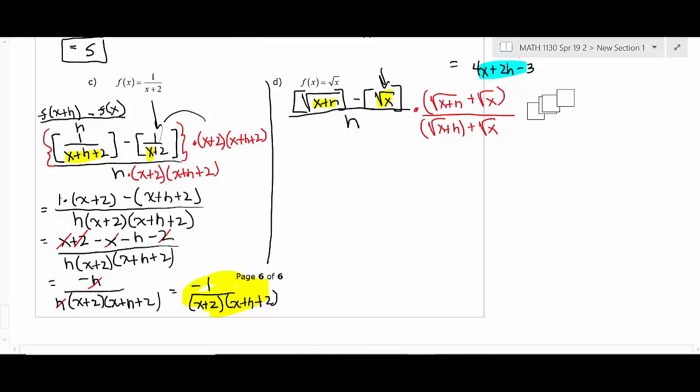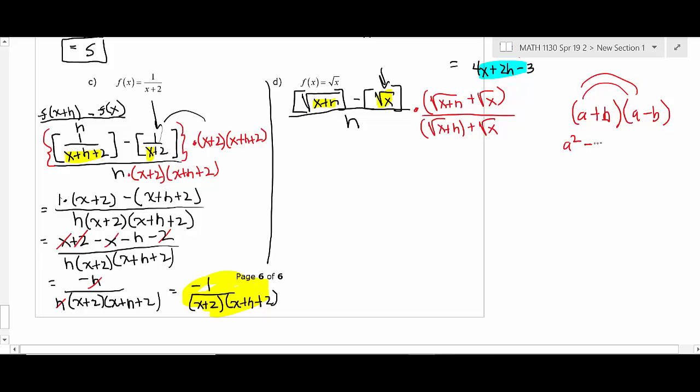The reason that works is because if you had a plus b times a minus b, and if you FOILed that, you would have a squared minus ab plus ab and then minus b squared. The reason it works is the middle terms cross out when you multiply by a conjugate, and if you square a radical, what happens? It goes away, right? Okay.